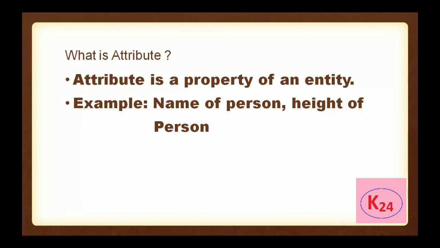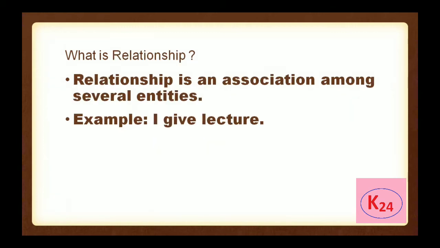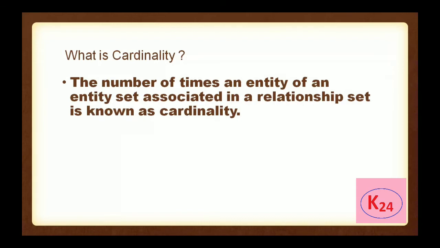So this is attribute. Now the next is, what is relationship? Relationship is the association among several entities. For example, I give lecture. Here give is the relationship between I and lecture. Now the next is, what is cardinality? Cardinality is the number of entities to which another entity can participate via a relationship set. So this is cardinality.